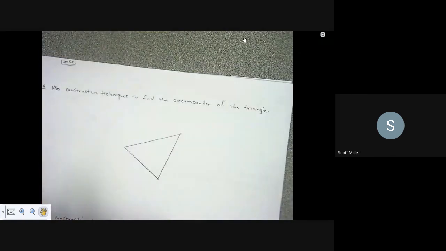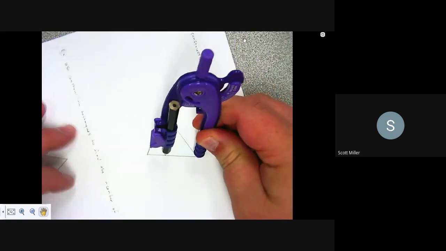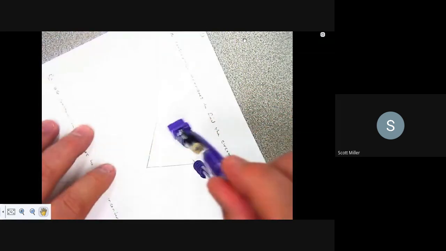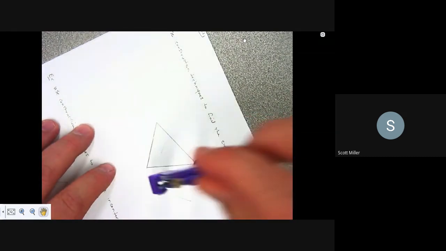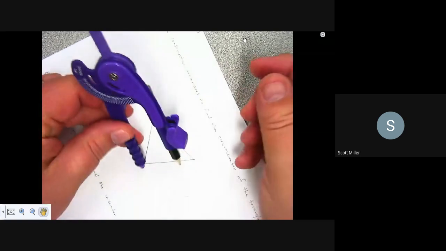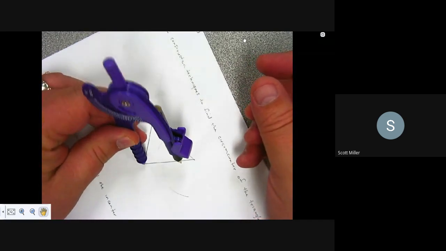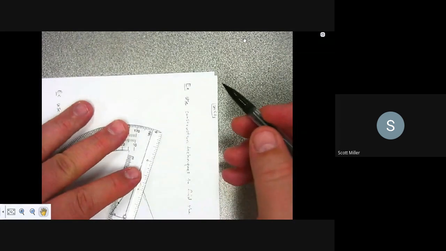So use your construction techniques. We start here at the corners. We have to make sure we're more than halfway. Then we make little marks up here and down here. Without changing it, we do the same thing from the other side corner. What we're looking for are these little crosshairs that allow me to then draw a line.